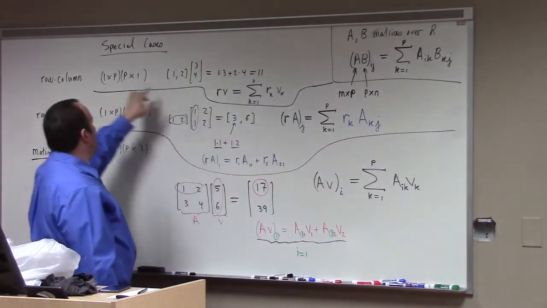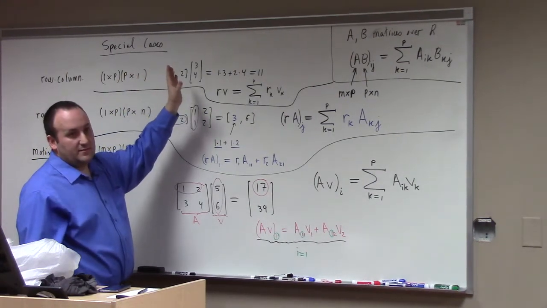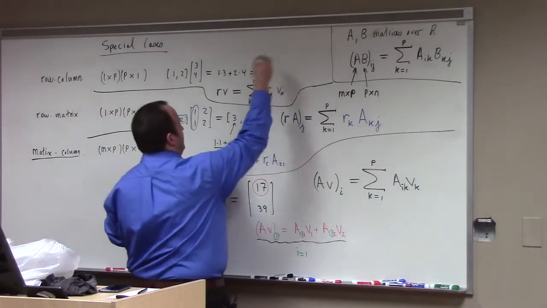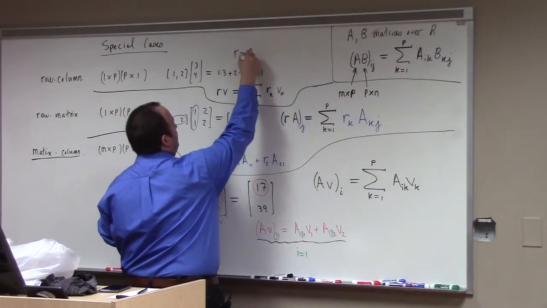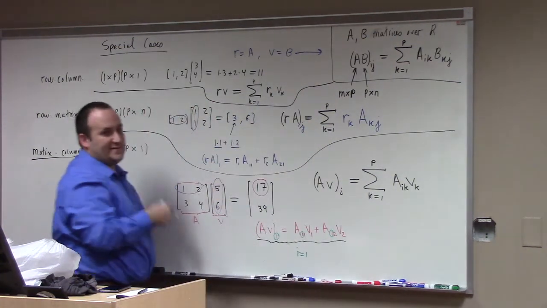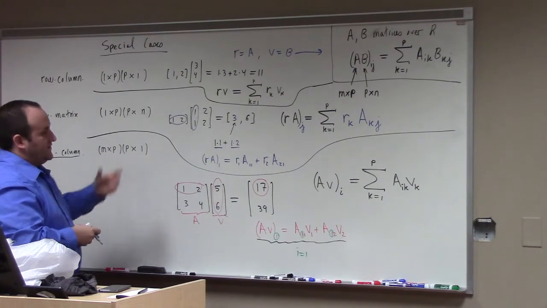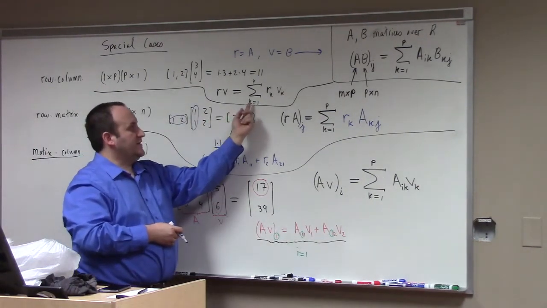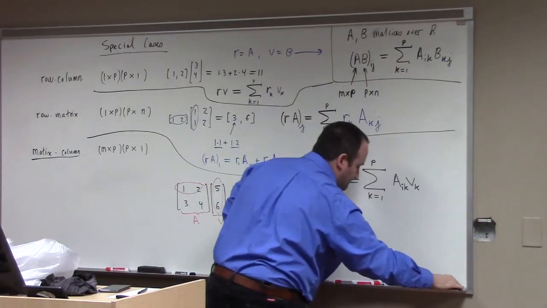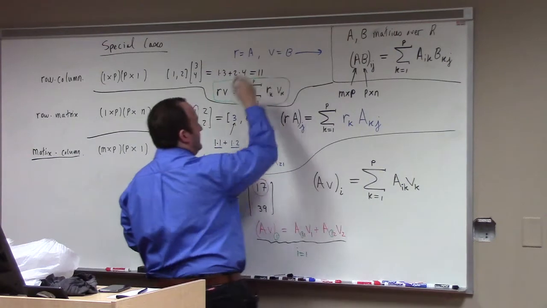First of all, if we have a row times a column, there is no index on AB. Here, R is the A and V is the B. That's the case we're thinking about there. And so for a row times a column, we just have a dot product, which the summation notation formula for is right here. So that's the first case.